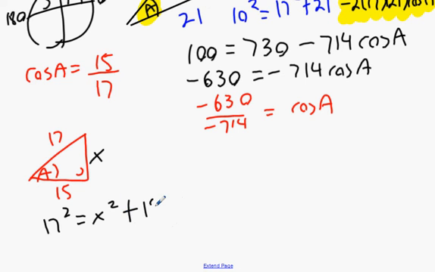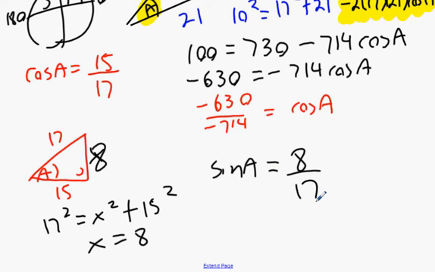Plus, everybody knows how to do that, don't they? The answer would be x equals 8. And therefore sine A is, anybody? Opposite over hypotenuse? 8 over 17. Cool. Okay.